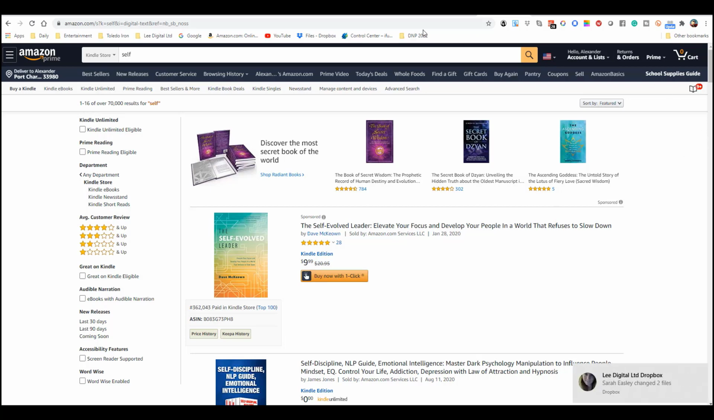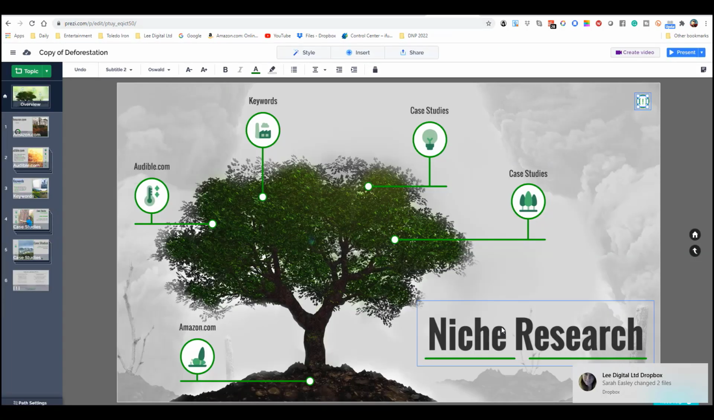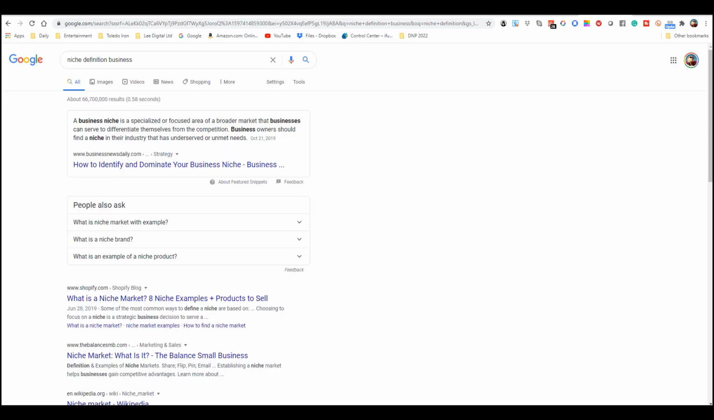All right, so a good analogy of a niche. Assume that a niche is this trunk here, these big trunks here, and as you move closer to each branch and onto the leaves, this is how you focus down into a niche. So let me give you the definition of what it is in business. In a business, a niche is a specialized or focused area of a broader market that a business can serve.